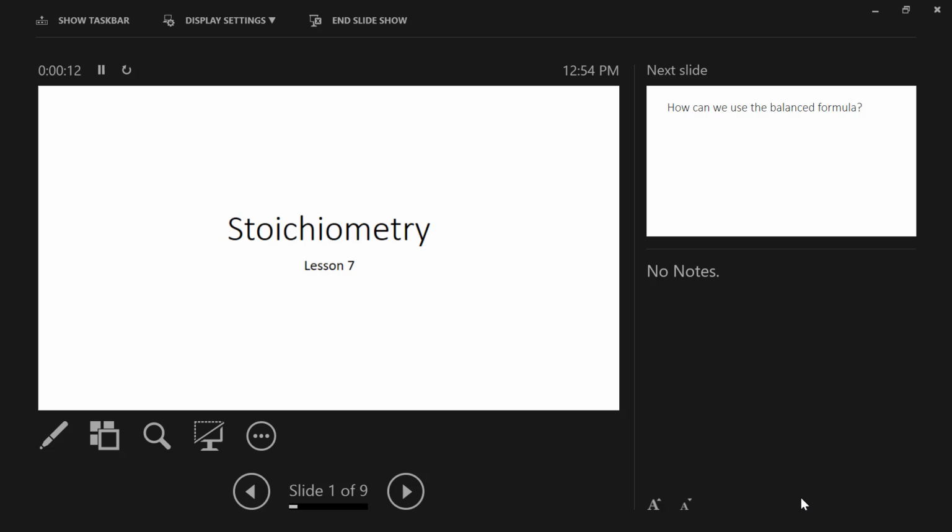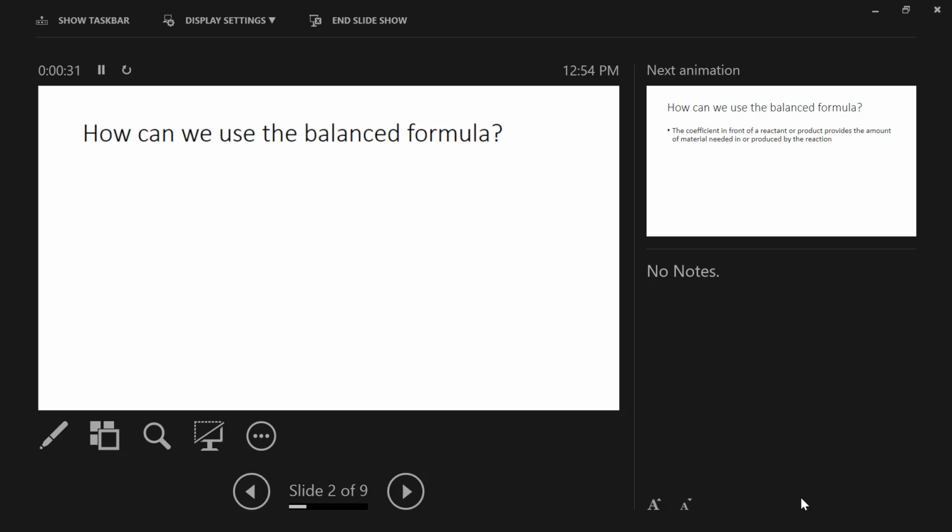Okay, so again, this is lesson 7, and it's called stoichiometry. It corresponds to chapters 10 and 11 in the text. All right, the first question we're going to deal with is this: how can we use the balanced formula?